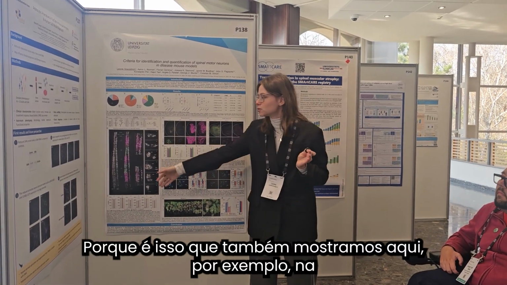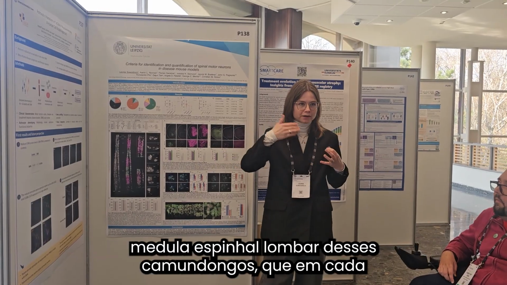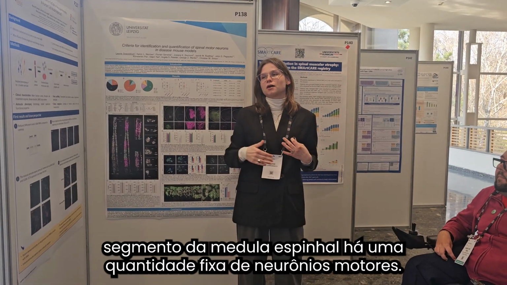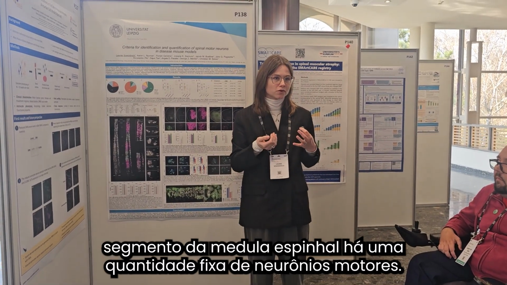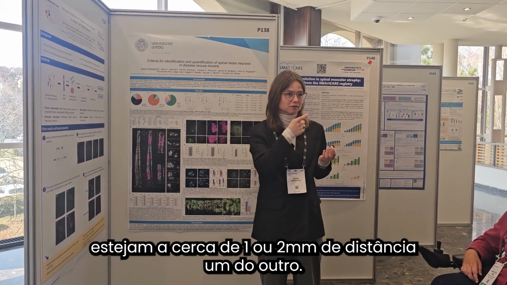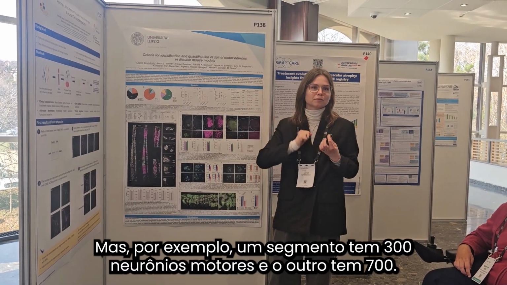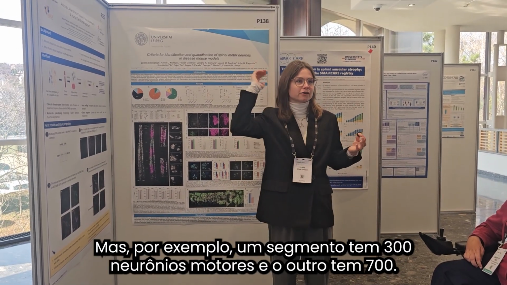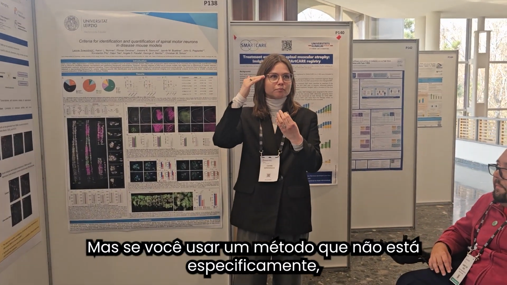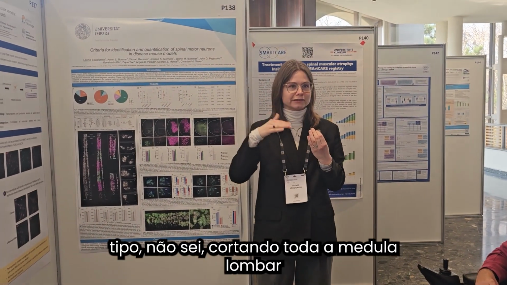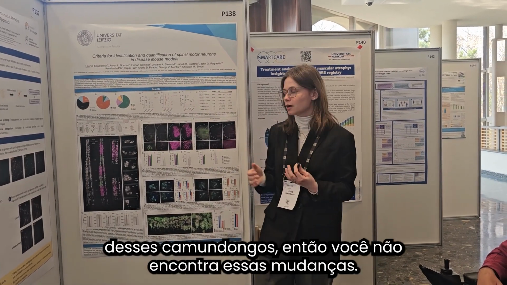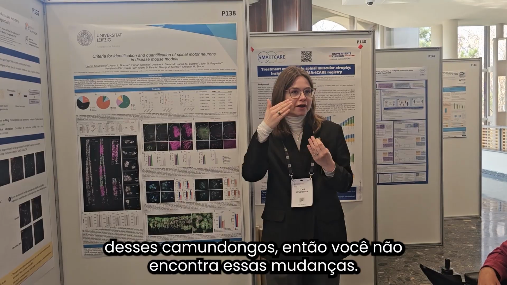Because this is also what we show here, that for example in the lumbar spinal cord of these mice, within each spinal cord segment, there are a set amount of motor neurons. So they can vary, even though the segments are just 1 or 2 millimeters away from each other. For example, one segment has 300 motor neurons and the other has 700. So it's really different. But if you use a method that is not looking specifically, say, cutting through the whole lumbar spinal cord of these mice, then you do not find these changes.